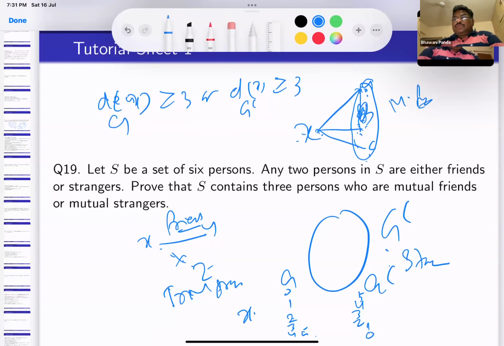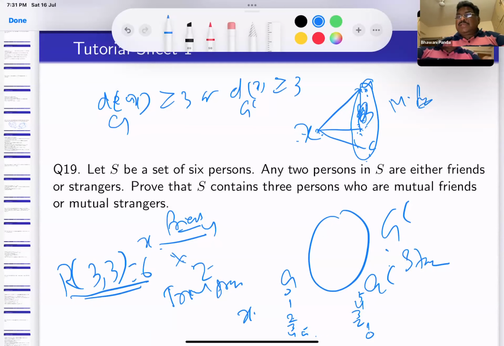Yes, sir. So this R(3,3) is equal to 6. That is the minimum number of vertices in a graph which will have either K3 or K3 complement.